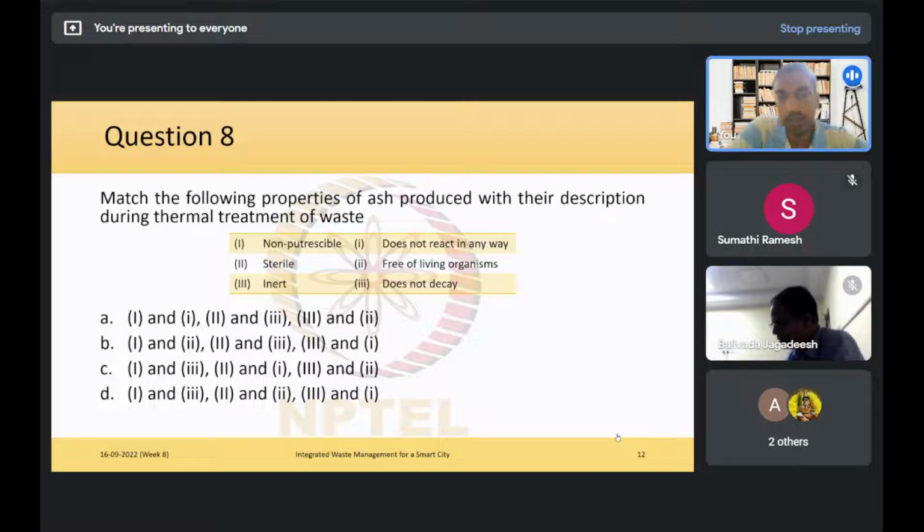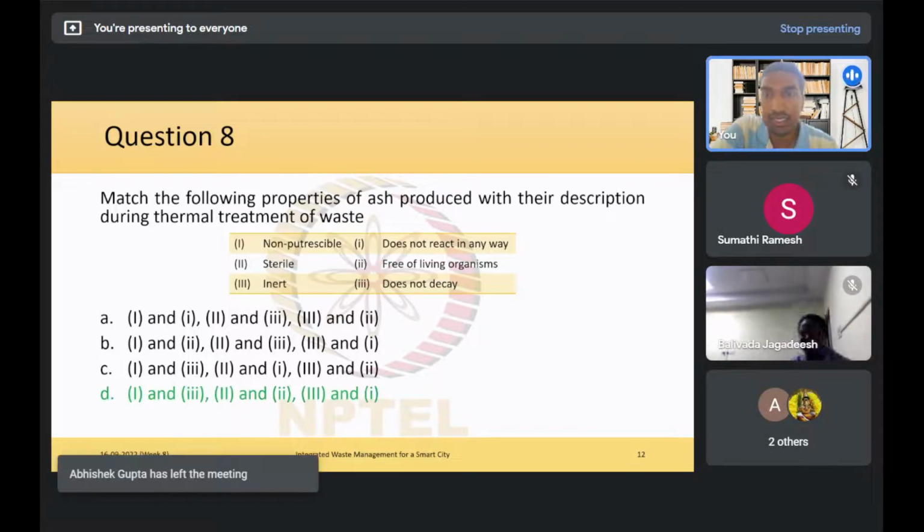Okay, we have again a mix of answers here, B, C, and D. Any other answers? Anyone thinks it's A? Okay, so let's take a look at which is the correct answer. It is actually option D.